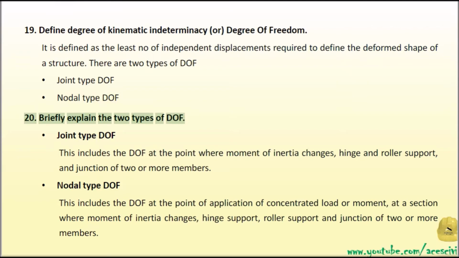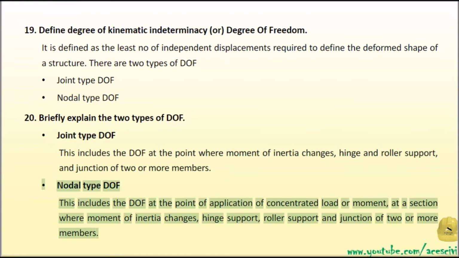Briefly explain the two types of DOF. Joint type DOF. This includes the DOF at the point where moment of inertia changes, hinge and roller support, and junction of two or more members. Nodal type DOF. This includes the DOF at the point of application of concentrated load or moment, at a section where moment of inertia changes, hinge support, roller support, and junction of two or more members.